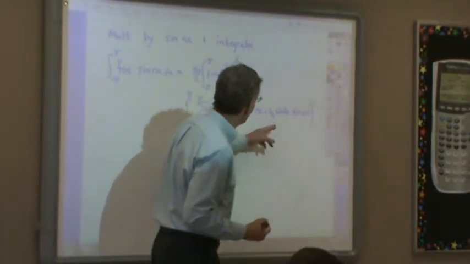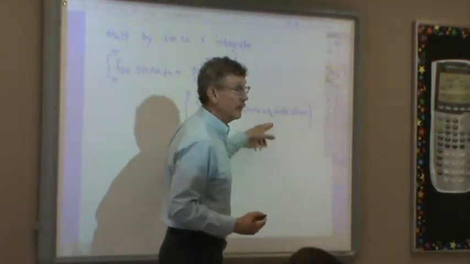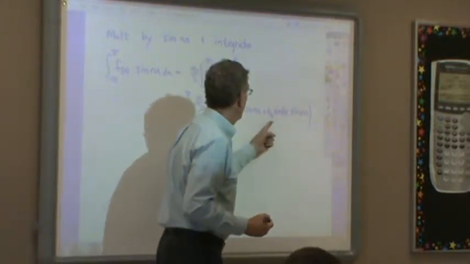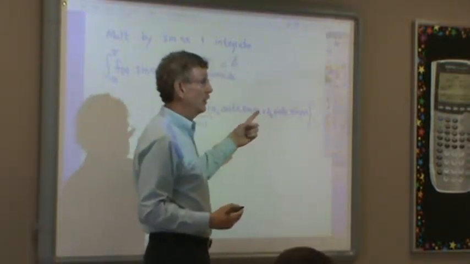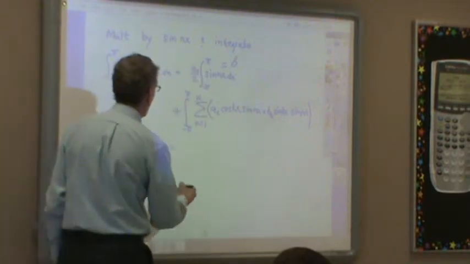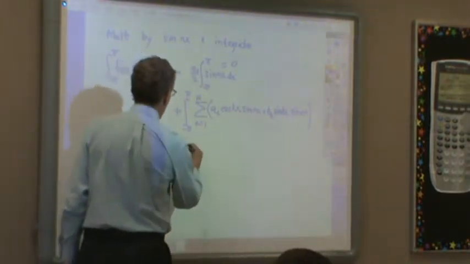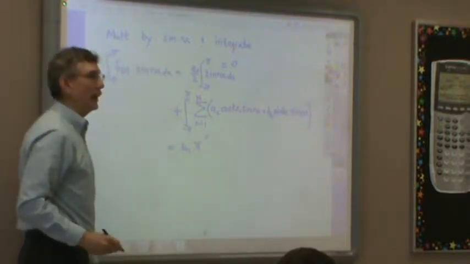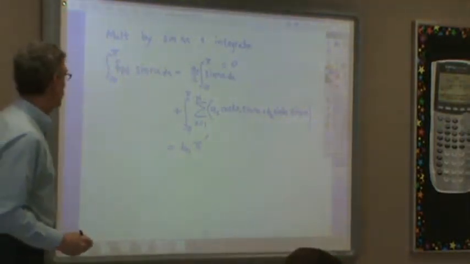So when k is not equal to n, these terms disappear. Their integrals are all 0. When k is equal to n, this integral produces pi. And so all that's left is bn times pi. Everything else just goes away.